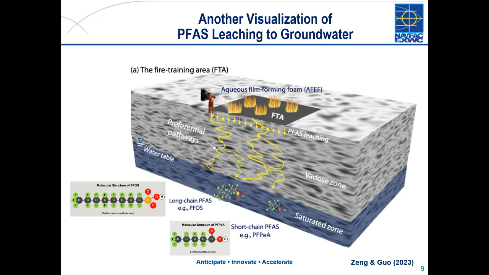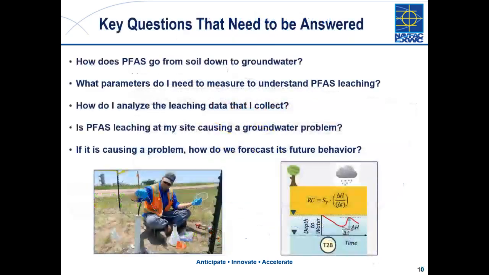Well, Charles, let's go to slide 10. And how about the key questions that need to be answered? Yeah, so we've drawn a couple of these conceptual figures to think about, but what are some of the things we really need to try to answer at these sites? So the first one is, how does PFAS go from soil down to groundwater? What are some of these controlling mechanisms, and which ones might be real critical to try to understand?